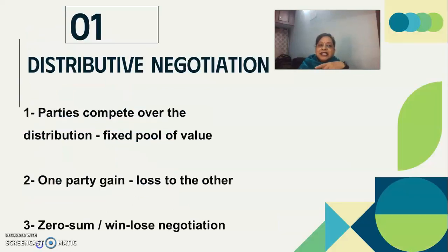The name itself suggests what kind it is. So distributive negotiation, the parties compete over distribution. There's a fixed pool of value and they discuss which one should go to whom. In this, one party may gain, the other may lose, and it can be a zero sum or a win-lose kind of a negotiation. So your negotiation skills need to be very good.